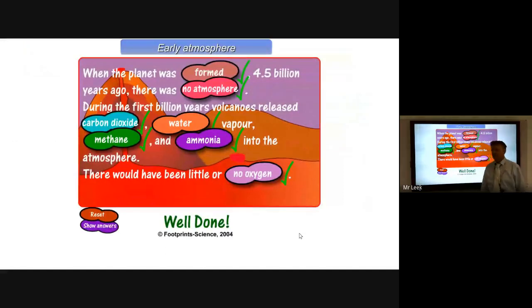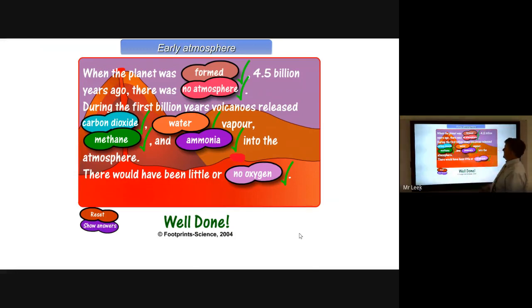Now, in your exercise books, what I want you to do is write this little summary down of early atmosphere. Just write down the title, early atmosphere. And then it says here, when the planet was formed 4.5 billion years ago, there was no atmosphere. For example, Mercury, the closest planet to the sun, has got no atmosphere at all. The sun's energy is so powerful it just blasts it off. There's nothing there, it's just a rock.